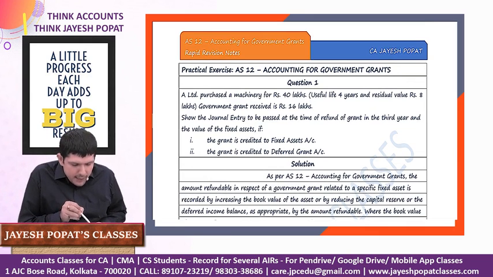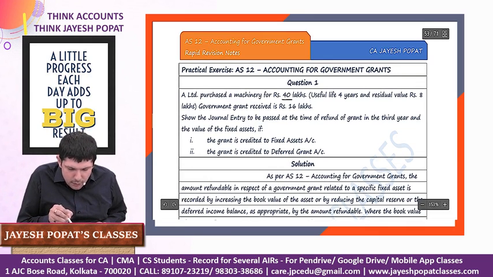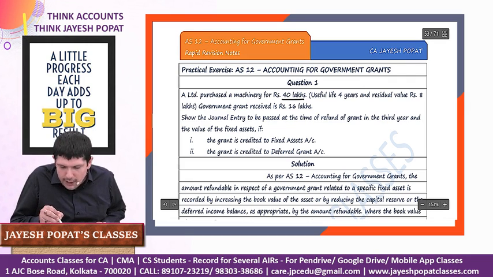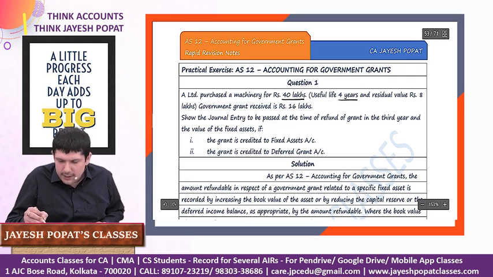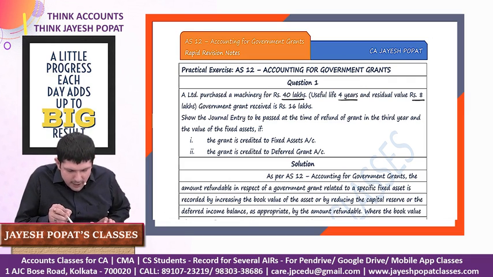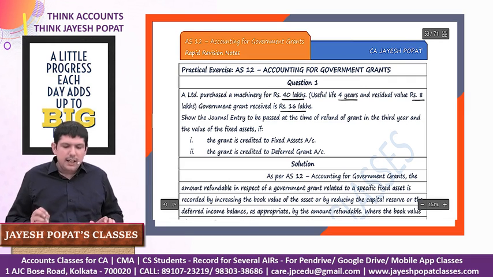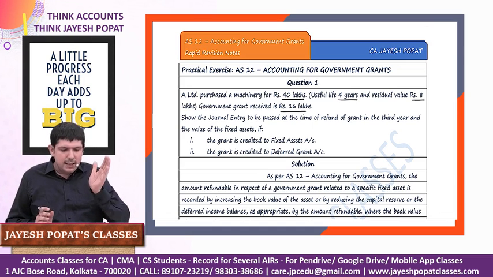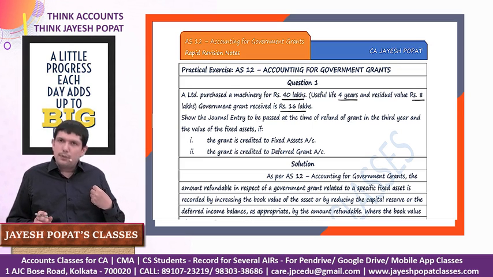Question number 1. A Limited purchased machinery for rupees 40 lakh. The useful life of this machinery is 4 years and the residual value of the machinery is 8 lakh. Government grant received against this machinery is 16 lakh. So this is basically a depreciable asset, and in relation to this machinery, I have received a government grant of rupees 16 lakh.